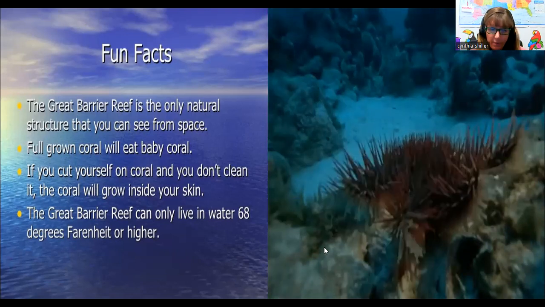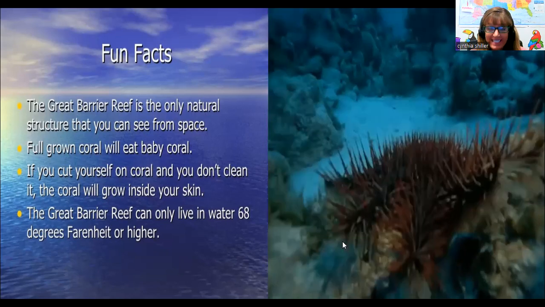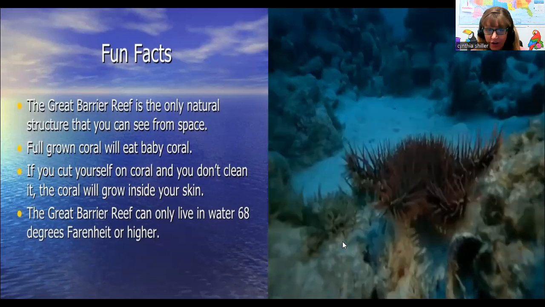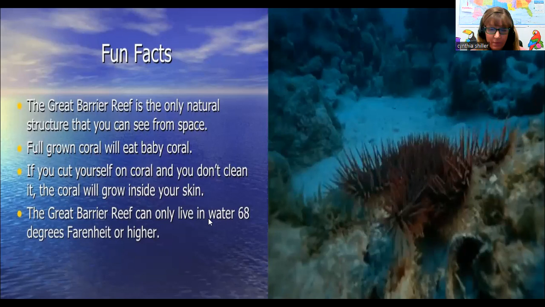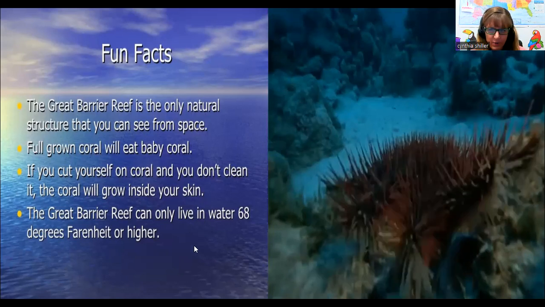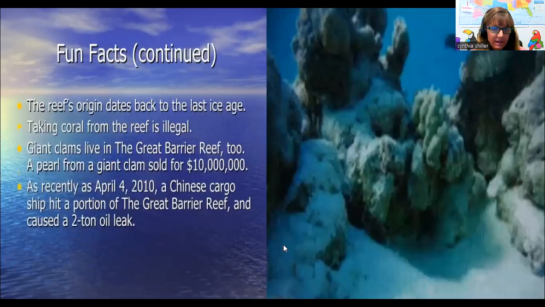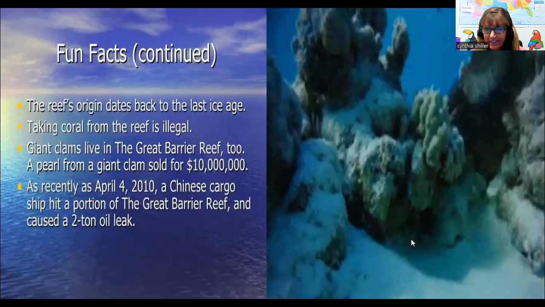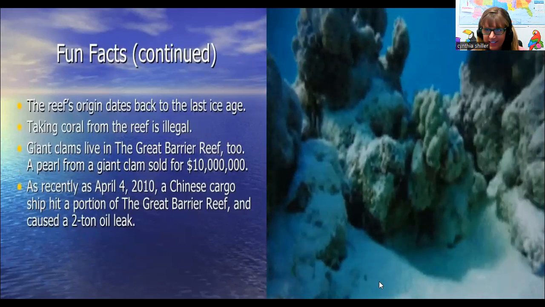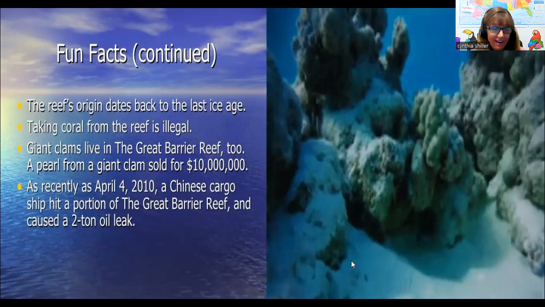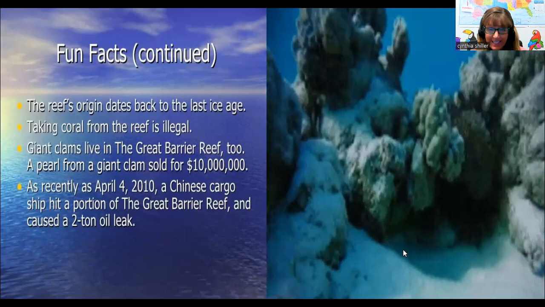Now, the Great Barrier Reef can only live in water 68 degrees Fahrenheit or higher. So it's nice and warm there, almost the same temperature as our houses. And this is kind of a cool fact. Here's that crown of thorns. Look at him just crawling around. So yeah, starfish can crawl. And the reef's origin dates back to the last ice age.